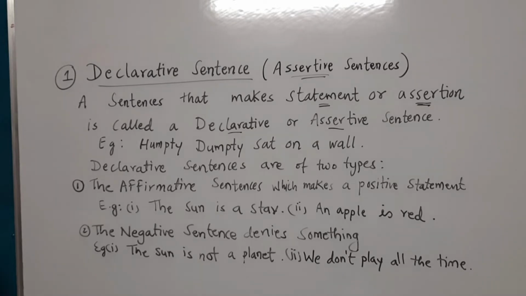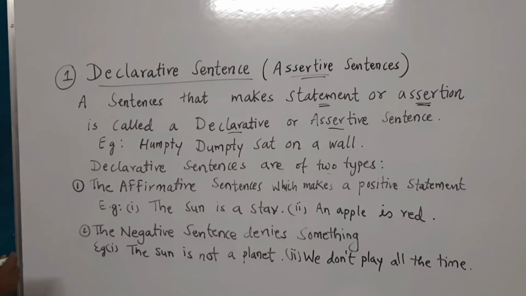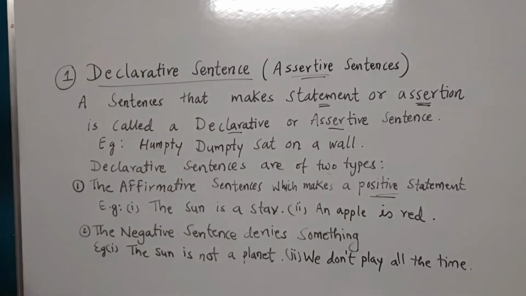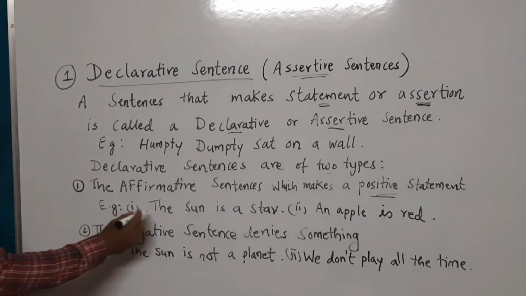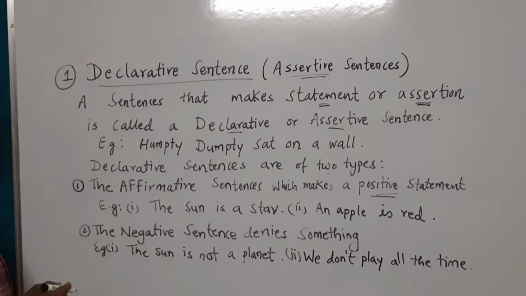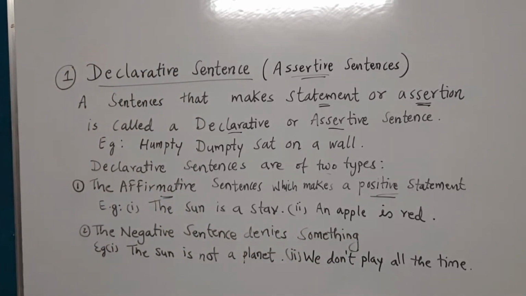Declarative sentences are of two types, the affirmative and the negative. The affirmative sentence makes a positive statement. Examples of affirmative sentences are: the sun is a star. Second example, an apple is red. It is the affirmative sentence which makes a positive statement.